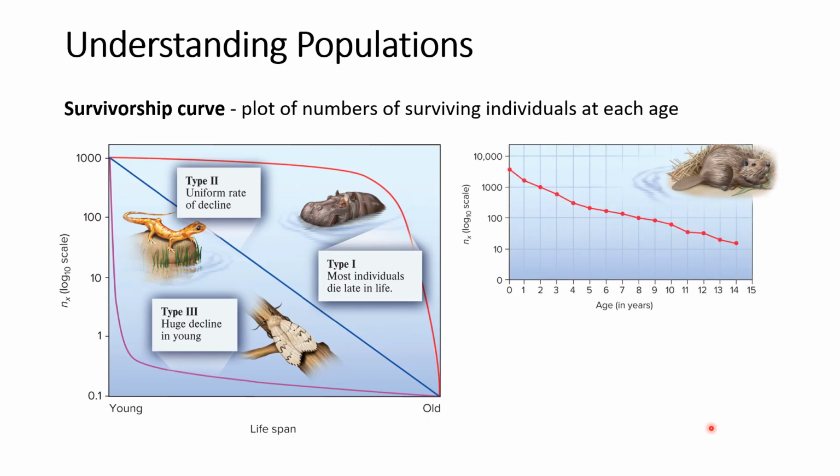So what kind of survivorship do you see for Mr. Beaver? Well, if you said type 2, that's good. Yep, you can see it's pretty much a uniform decline of survivorship over time. So a good example there.